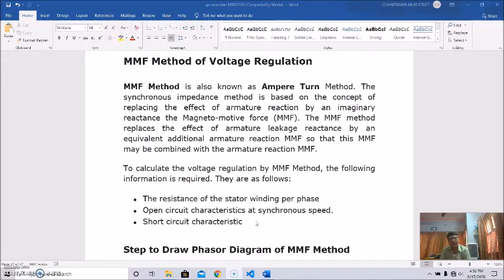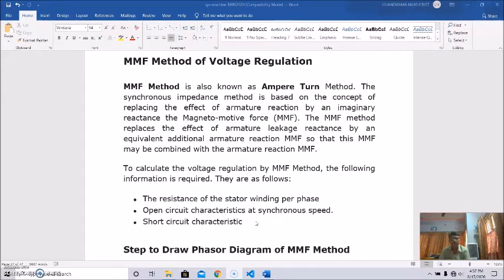So today our topic of discussion is the MMF method of voltage regulation, which is also known as the ampere turn method. The synchronous impedance method is based on the concept of replacing the effect of armature reaction by an imaginary reactance. And the MMF method replaces the effect of armature leakage reactance by an equivalent additional armature reaction MMF, so that this MMF may be combined with the armature reaction MMF.